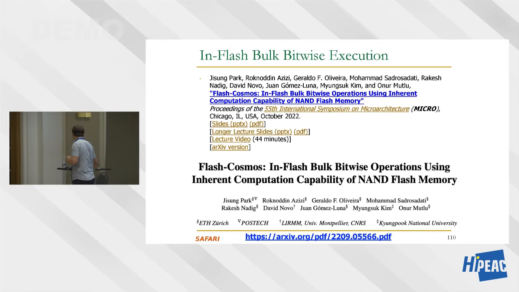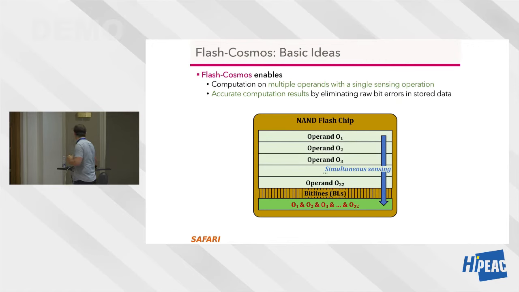Very quickly, this is a paper at MICRO. Essentially, you could do computation on multiple operands with a single sensing operation. And you get very accurate computation results because in SSDs you can have a memory controller that you can modify easily. In DRAM, unfortunately, you have to violate the timing parameters. With SSDs, you have a lot more flexibility because the flash controller is something that you design based on the SSD, based on the flash chips.